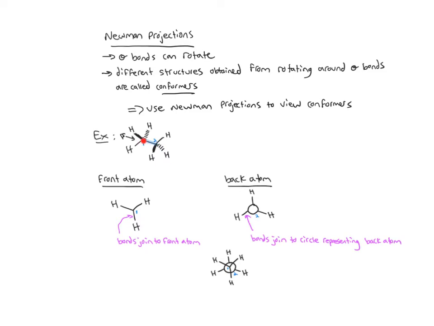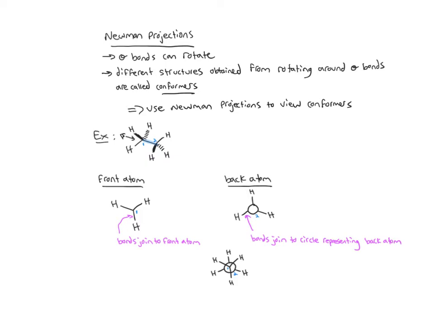To represent carbon 1, if we were looking at it this way, we would see one hydrogen going up to the left, one hydrogen going up to the right, and then one going straight down. This one would correspond to the bolded H, this one to the dashed H, and this one is the normal line H. And so this is going to be our front atom.